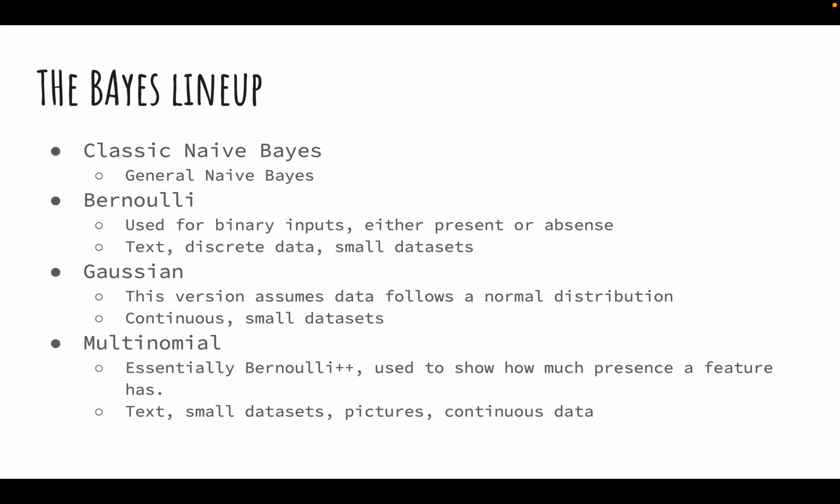There's something called Bernoulli, right? Which is used for binary inputs, things that are either present or absent. And it's good for text data, discrete data, and small data sets. And what I mean by binary inputs is if it's there, it's there. If it's not there, it's not there. And if you're doing something with text data, it doesn't matter if the word bird shows up 37 times. It is there, therefore it will classify it accordingly.